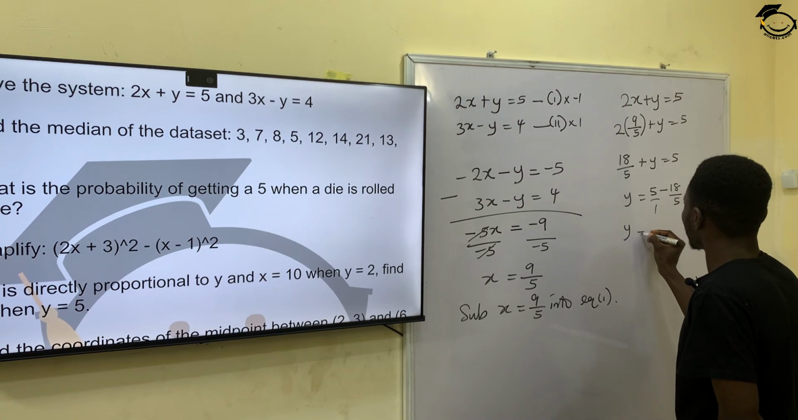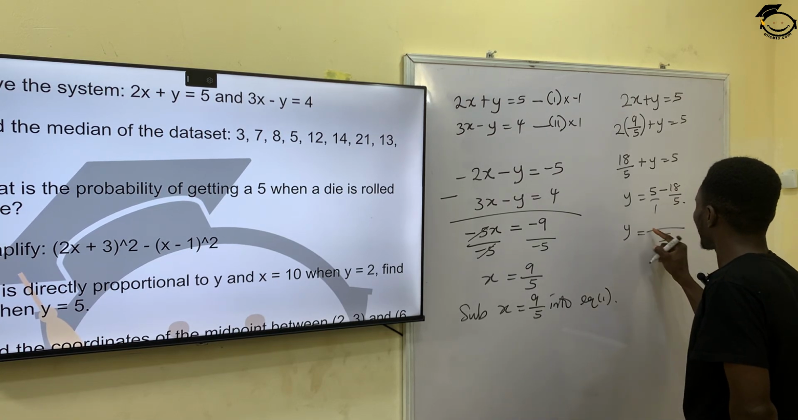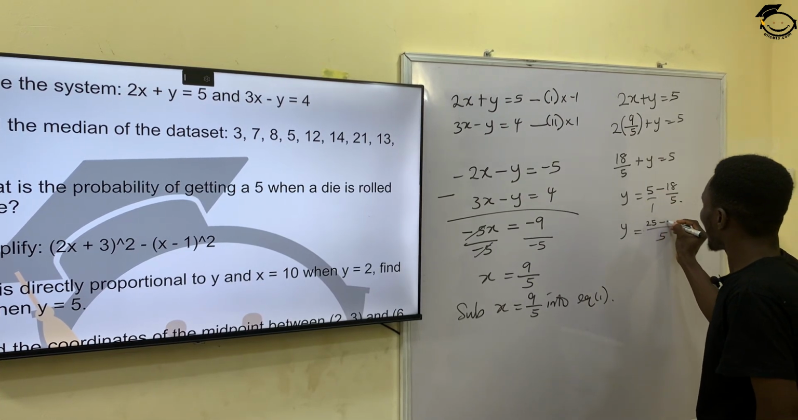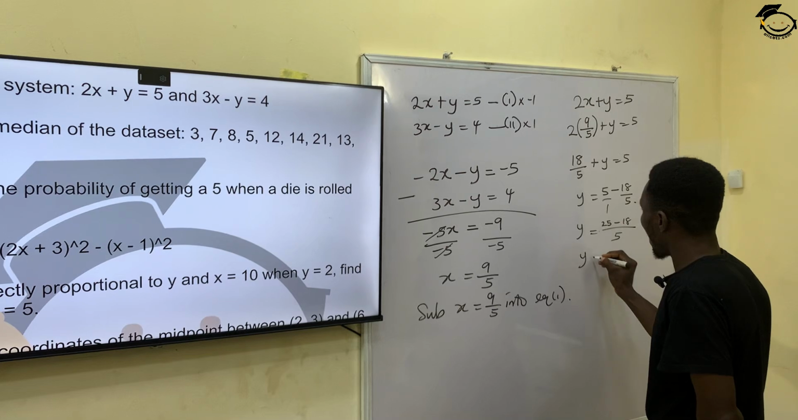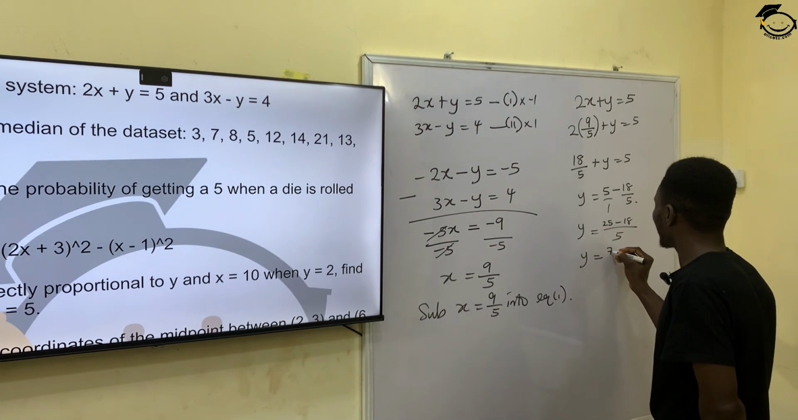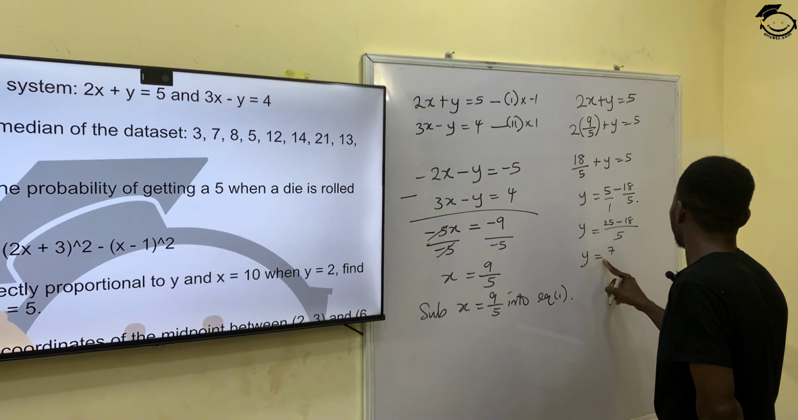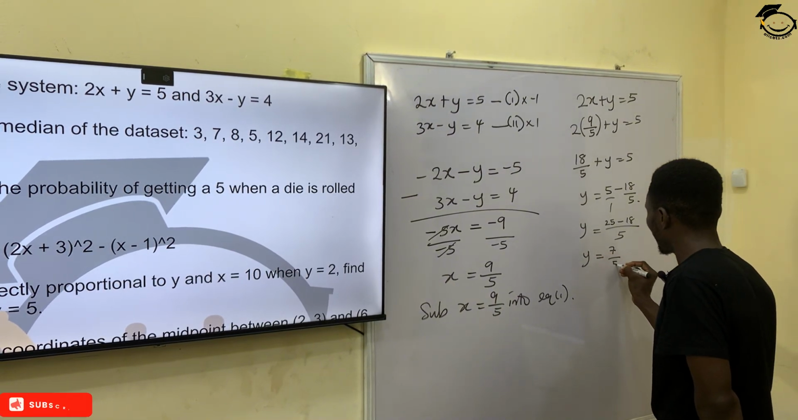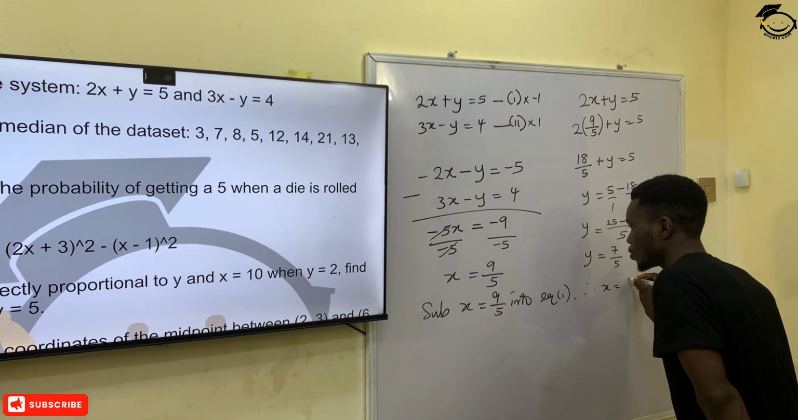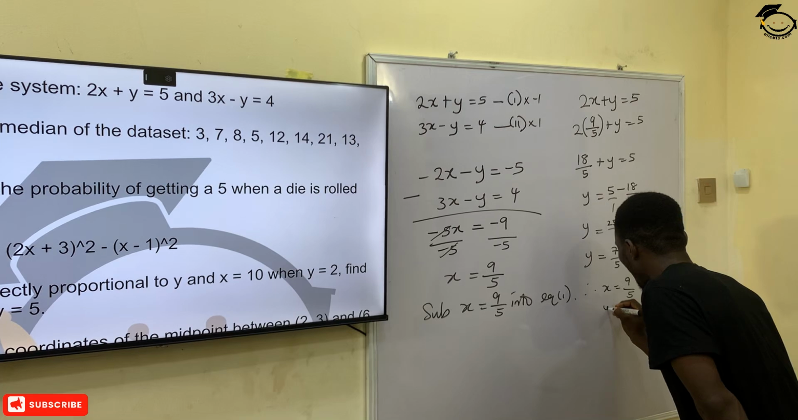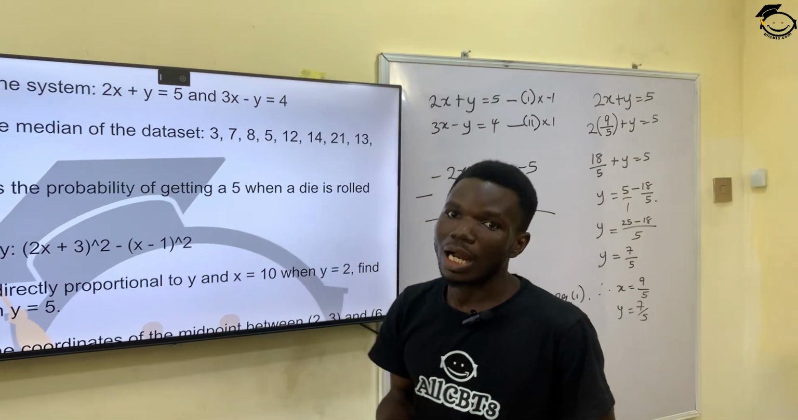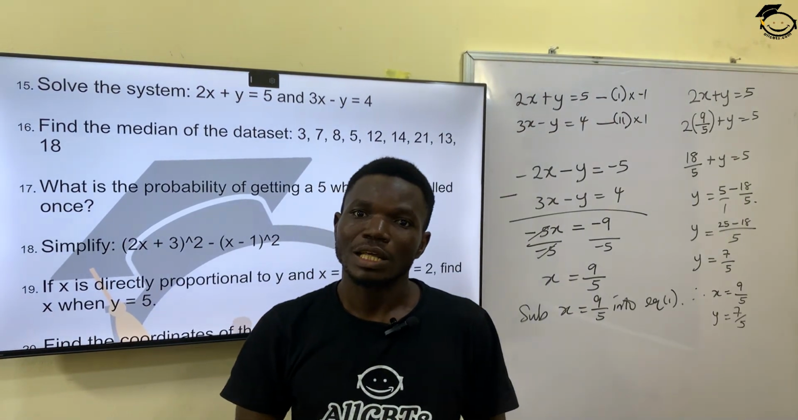It means that my y is equal to, LCM here is what? 5. 5 divided by 1 will give me 5 times this 5, I have what? 25 minus 18. This means that my y is equal to 25 minus 18, which will give me 7. That's 7 over 5. So therefore my x is equal to 9 over 5 and my y is equal to 7 over 5. So the final answer is 9 over 5 and 7 over 5.